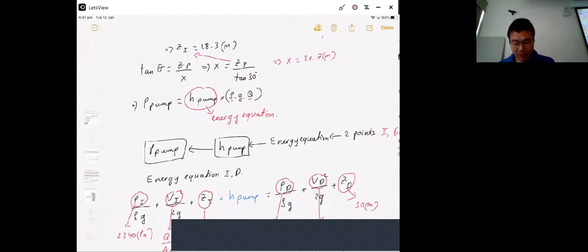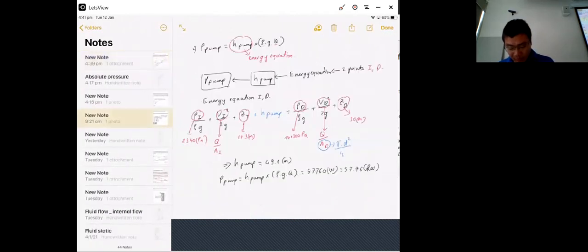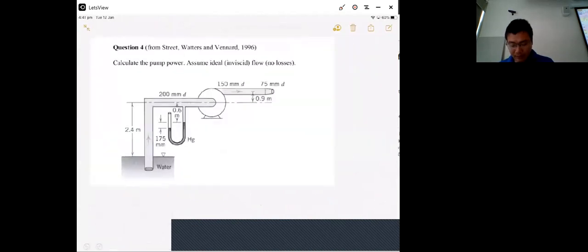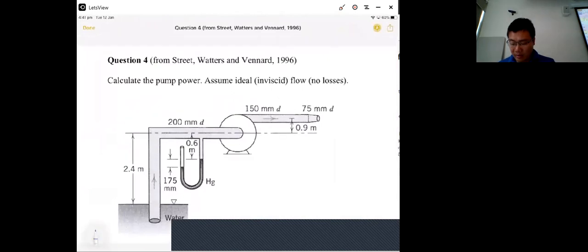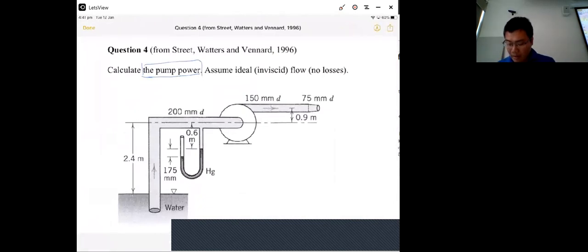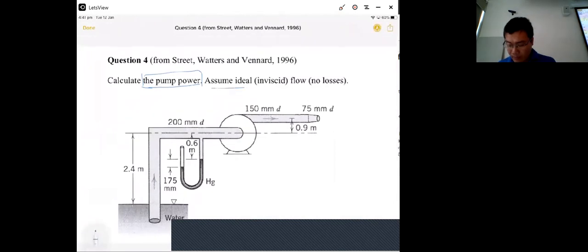No. So we have a similar question. Is this one? This one is similar. So we will run very quickly. This one, you find the pump power. This one is question 4 in tutorial 6, and ideal flow.